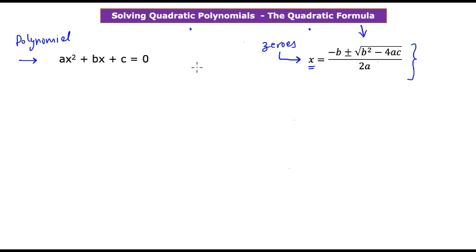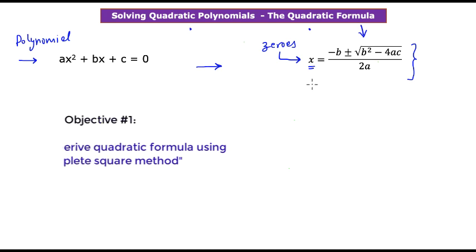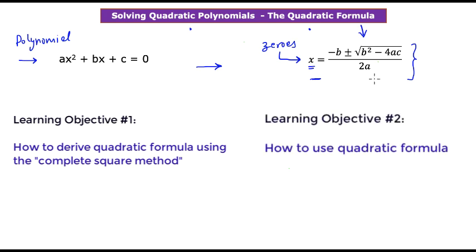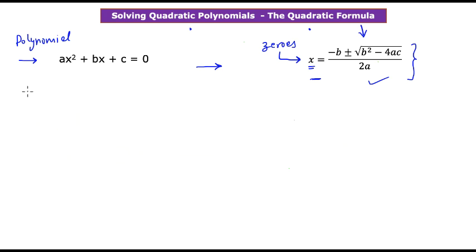Given that, our learning objective is twofold. One is how exactly did we obtain this quadratic formula, and how is it linked to the complete square method? And the second is how will we actually use it? So let us begin by first solving this polynomial using the complete square method.